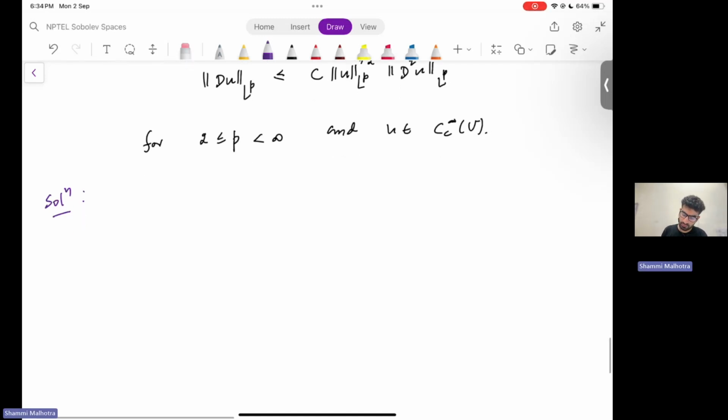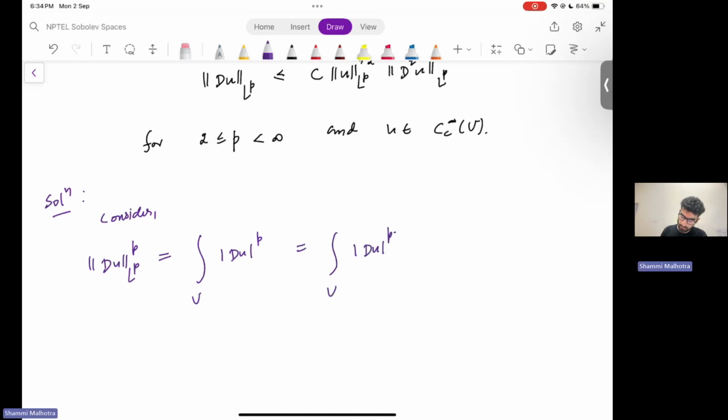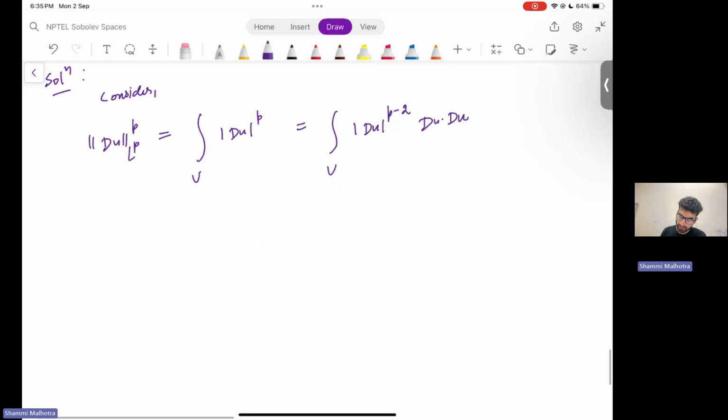So let us start again. Consider the norm of du in Lp whole to the power p. This is nothing but the integration over u of mod du whole to the power p. This again can be written as the integration of u of mod du whole to the power p minus 2 times du dot du. I can write this because mod du dot du is nothing but mod du whole square, and p is greater than or equal to 2. So next I can use integration by parts.